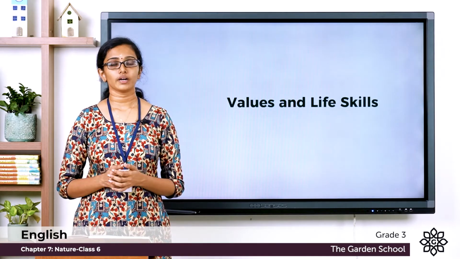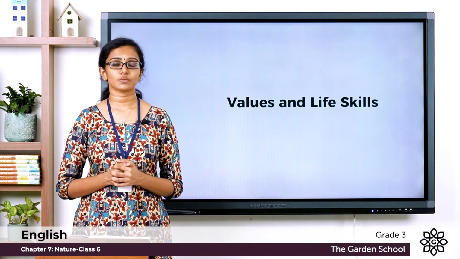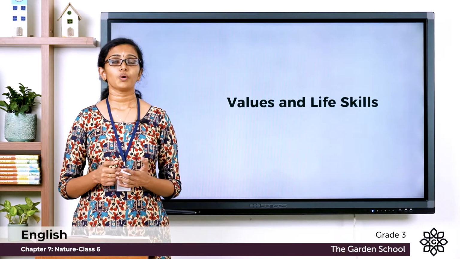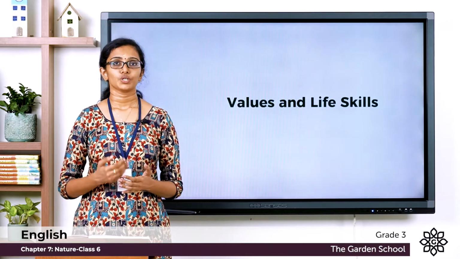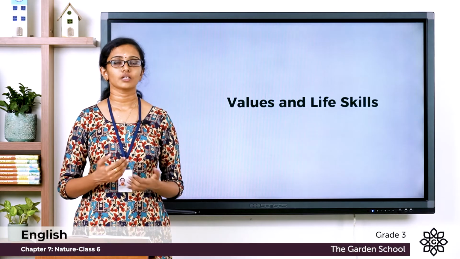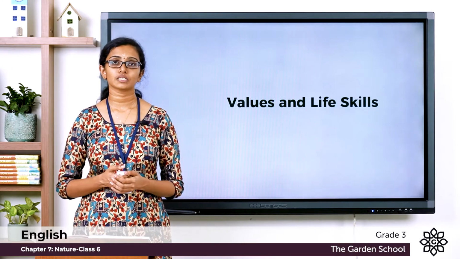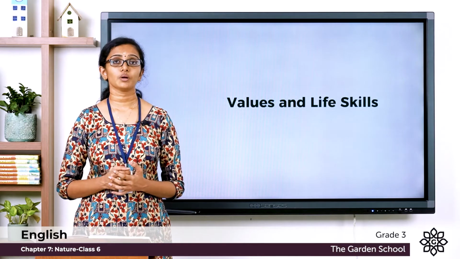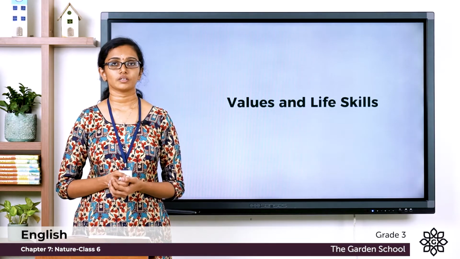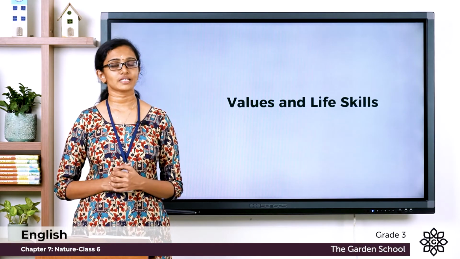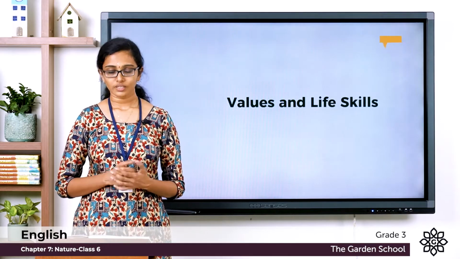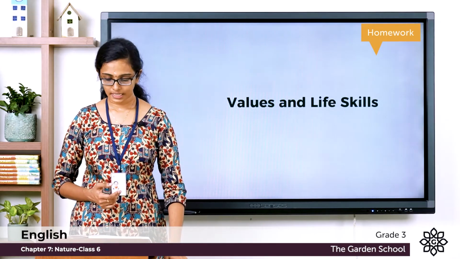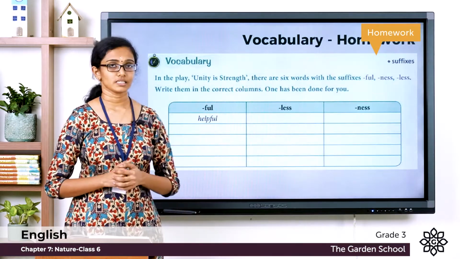If you were the one who saw these sisters fighting with each other every day, what would you tell them? Would you tell them about staying in unity? So what do you think about this situation? You can note down what you think in your notebook and then take a picture and send it to us on Teams. Now the next part is the vocabulary exercise, and this is about suffixes.